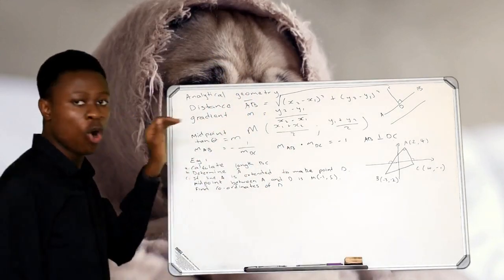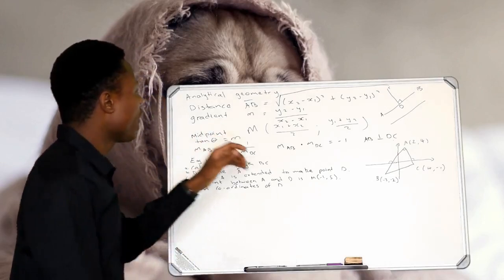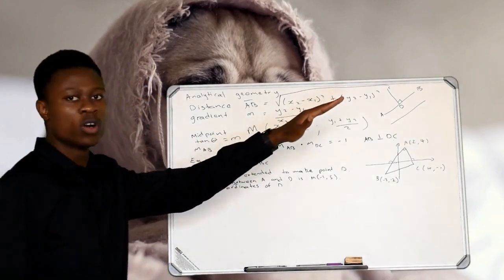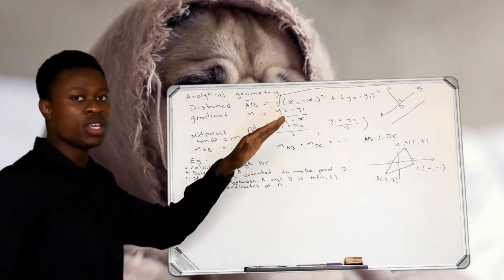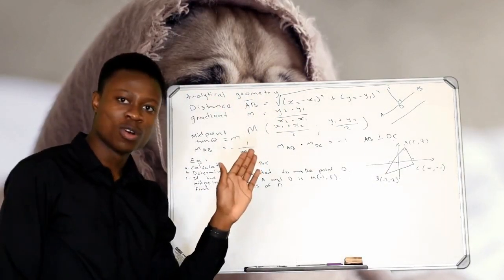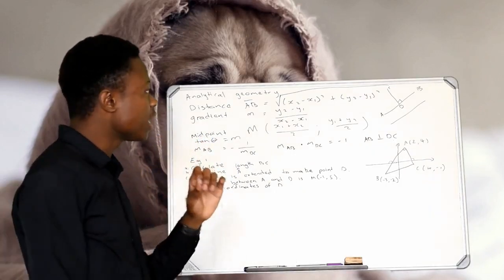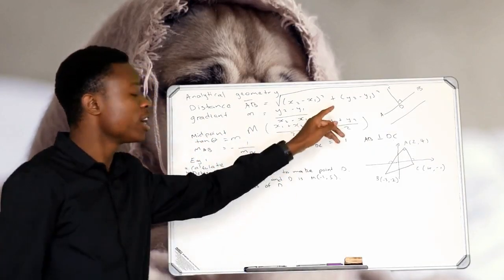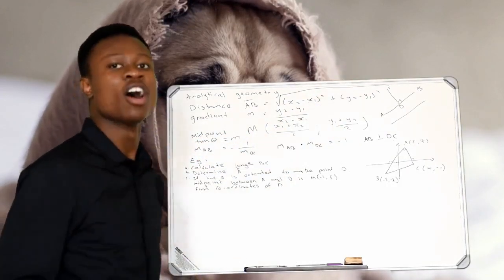Right? So what does that mean? It means that if I have a gradient of 2, let's say for example for line AB, the gradient for line CD would be negative half. Why? Because I'm going to say negative 1 over the gradient of AB, which becomes negative half.